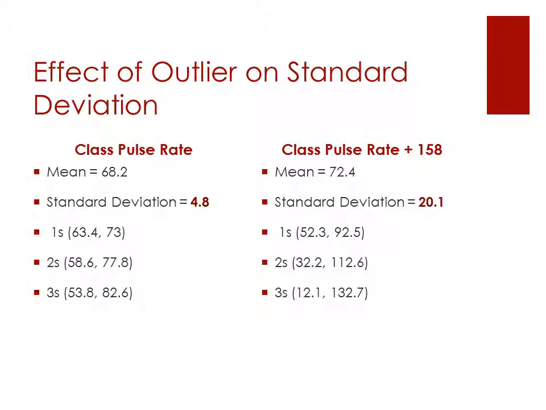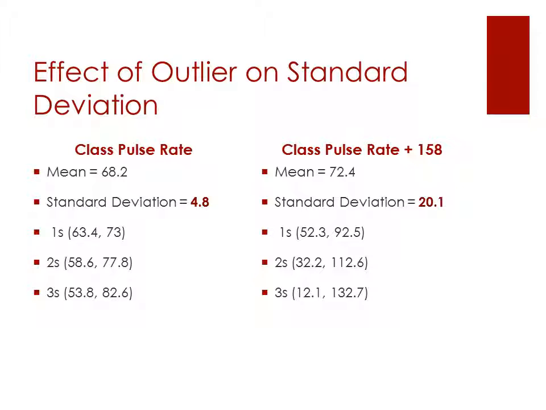Notice this changed my standard deviation a lot. So I went from a standard deviation of 4.8, which is pretty reasonable, to a standard deviation of 20.1. That tells me that with that single pulse rate added in, that has really increased the spread of my distribution, and it's undercut the accuracy of my mean in being able to predict future values, okay? So that's what that means, larger variation.